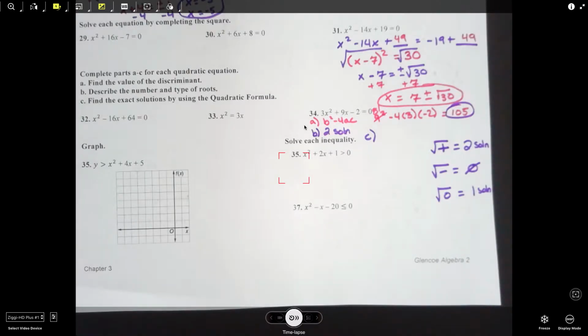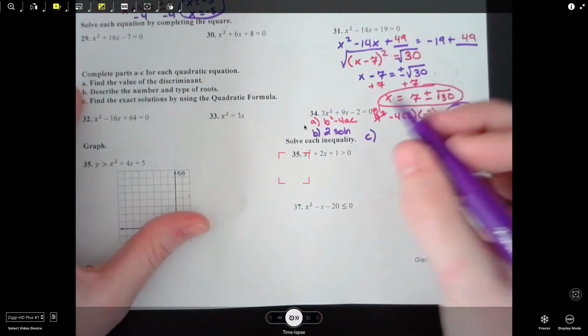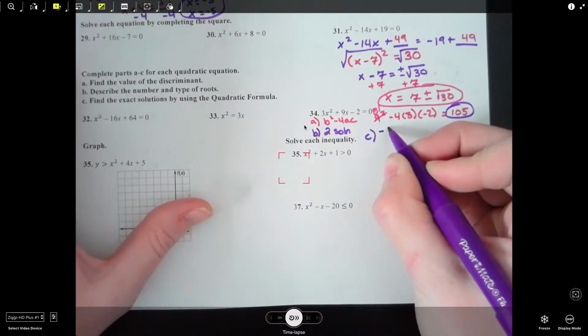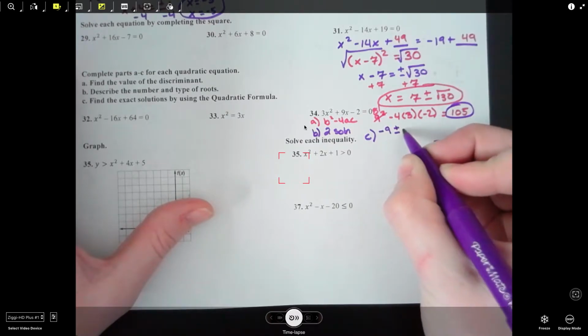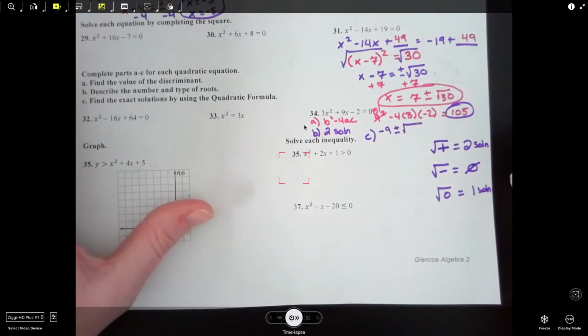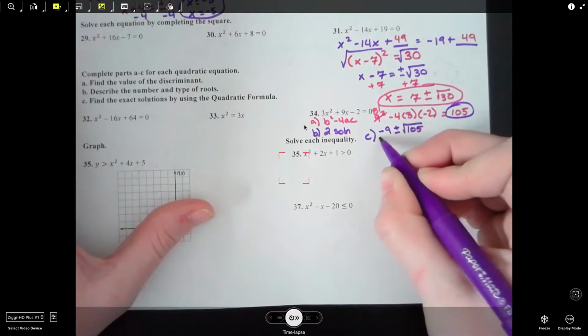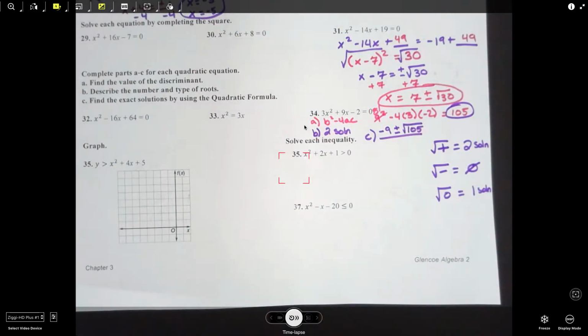The answer to C, find the exact solutions by using the quadratic formula. I love this. Okay, so negative B, what's B? 9. Plus and minus the square root of 105. We already did that, right? Oh, yeah. All over 2A. What's 2 times A? 2 times 3 is 6.